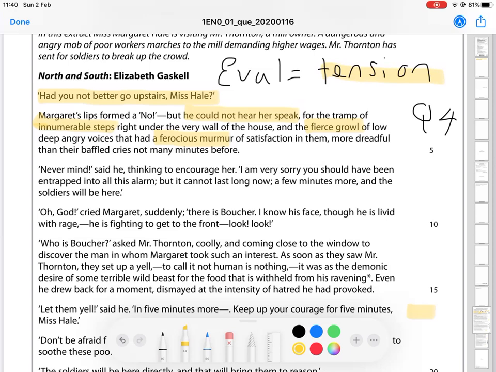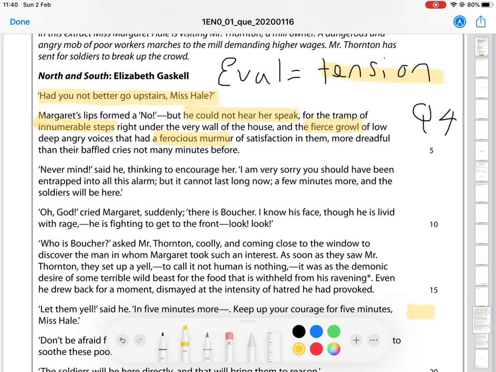What works well to create tension here is the fact that you can't even hear us speak. That creates tension because, as the reader, you want to know what is it that's so loud that's stopping them from hearing each other. The next bit, innumerable steps, as in numerable, as in number. Now something's innumerable, we're assuming here that it cannot be counted. Innumerable steps. So why does that work well to create tension? Because you don't know how many people are coming.